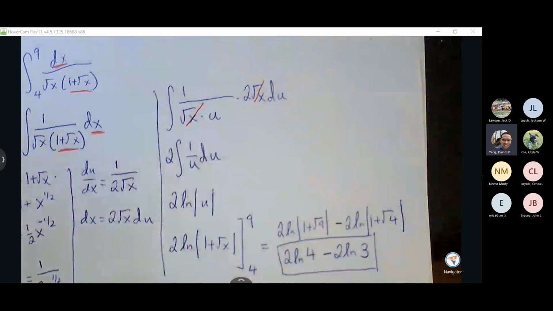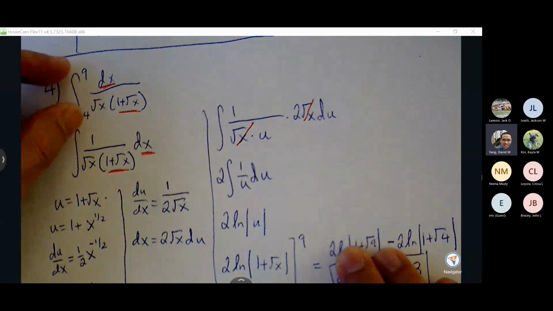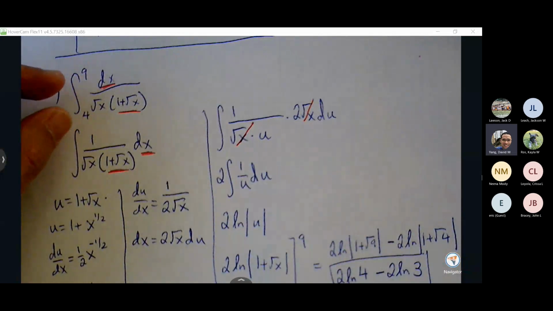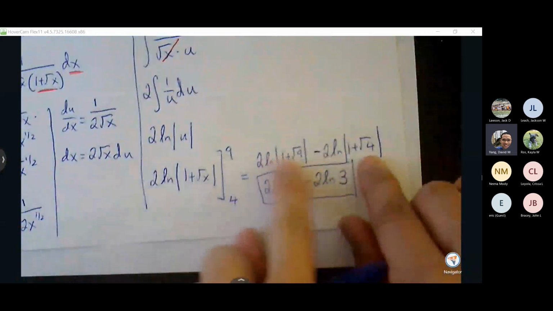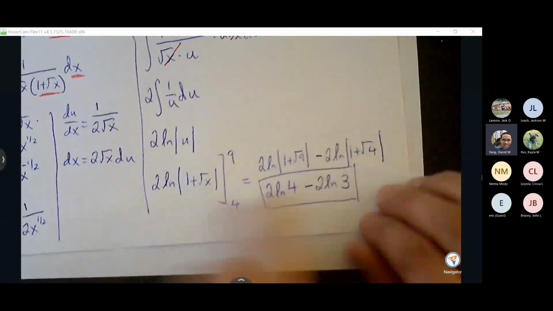Why don't you have a plus C? Because it's a definite integral, right? With definite integrals, we don't have a plus C. They will just end up washing out. It's true, both of these will produce plus C's, but one will be positive, one will be negative, so they end up canceling each other out.